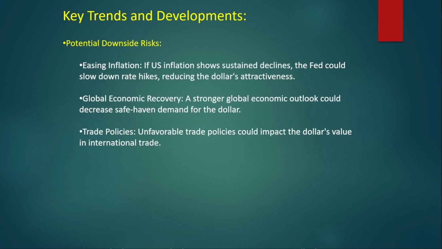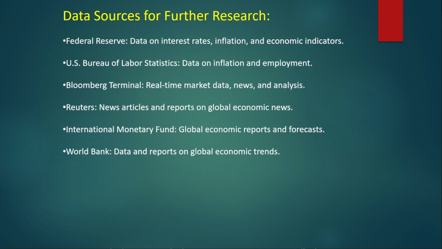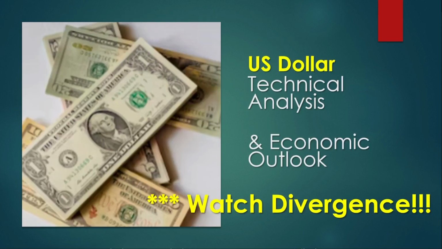In terms of potential downside risks, easing of inflation shows sustained declines. The Fed could slow down rate hikes, reducing the dollar's attractiveness. Global economic recovery, a strong global economic outlook, could decrease safe haven demand for the dollar, and unfavourable trade policies could impact the dollar's value in international trade. Just some data sources for further research if you have any such further interest. So that's the US dollar technical analysis, economic outlook, and divergence, which we've hit today.